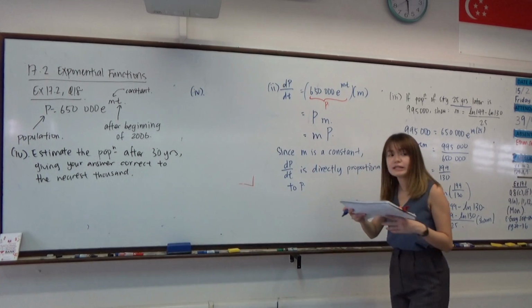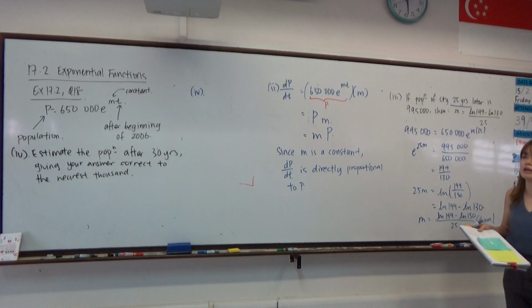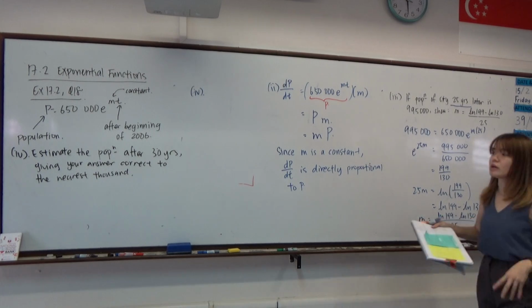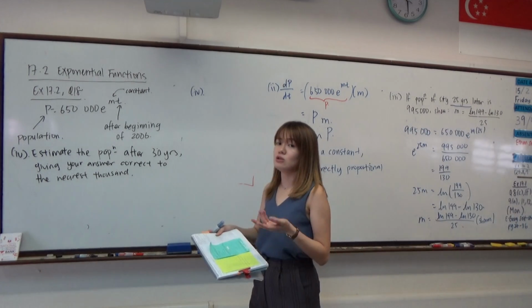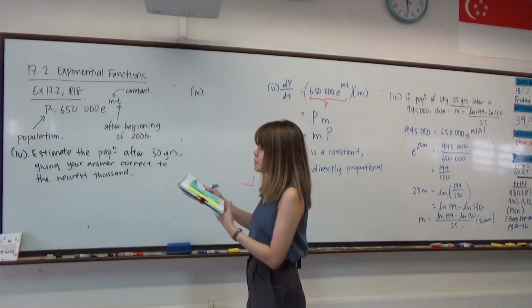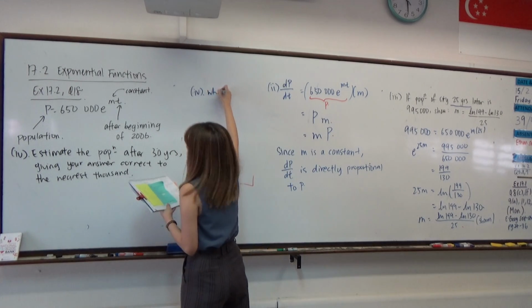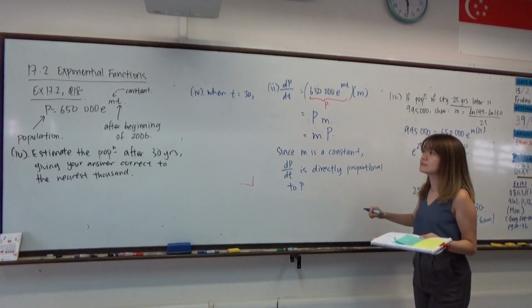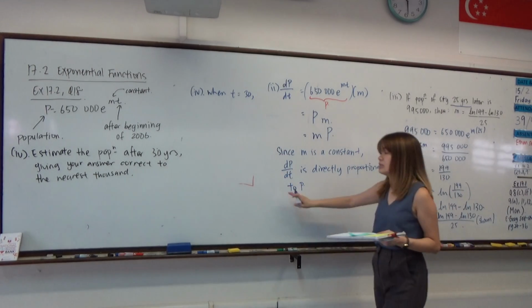Okay, so in order to find this estimate, the reason why the question says estimate is that I believe the equation given to you is supposed to be a model, so therefore it can only be an estimate. You will not be able to find the exact thing. The question just wants you to find after 30 years, meaning t equals 30, what is the value of p?